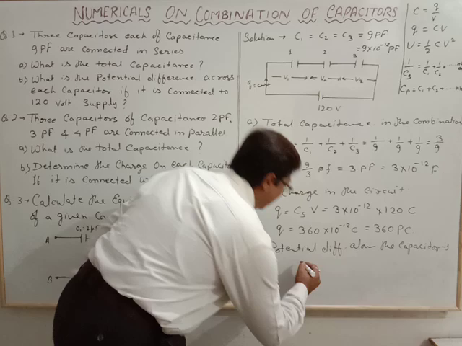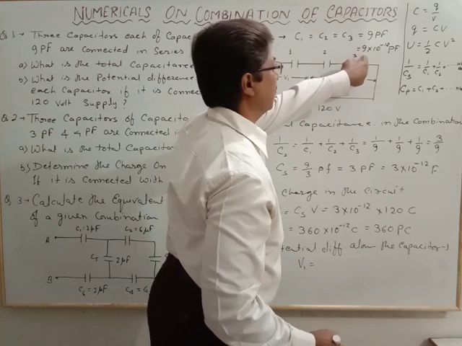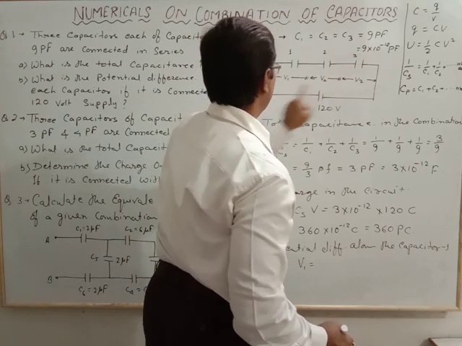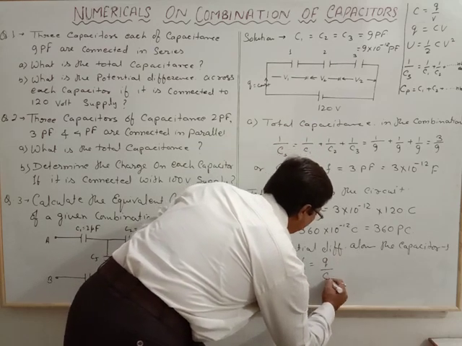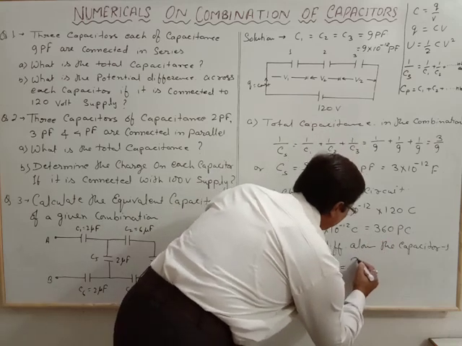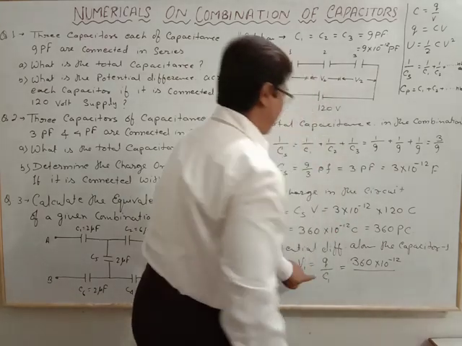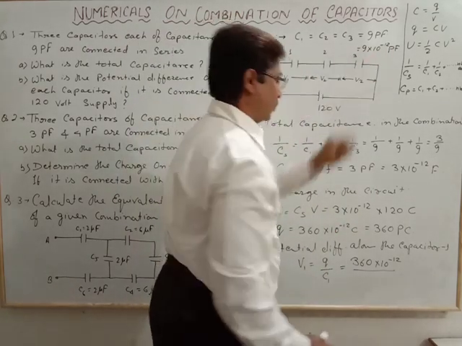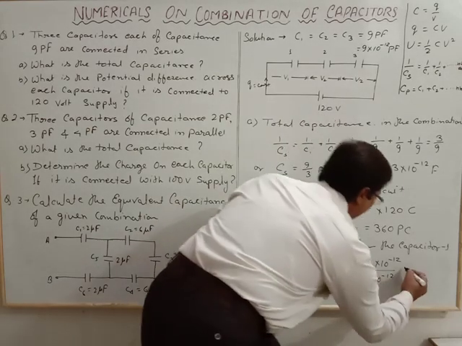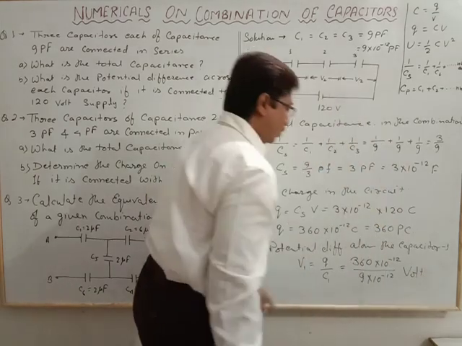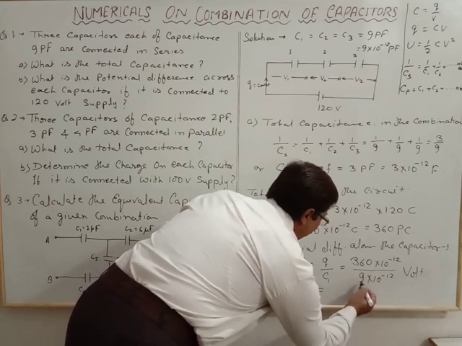That potential difference V1 is equal to Q by C1. So V1 is equal to the total charge Q divided by C1, that is equal to 360 into 10 to the power minus 12, and the capacitance of the first is 9 into 10 to the power minus 12, and the potential becomes volt. So for the first we have V1 is equal to 40 volt.